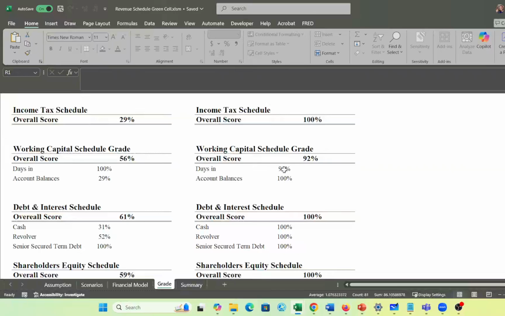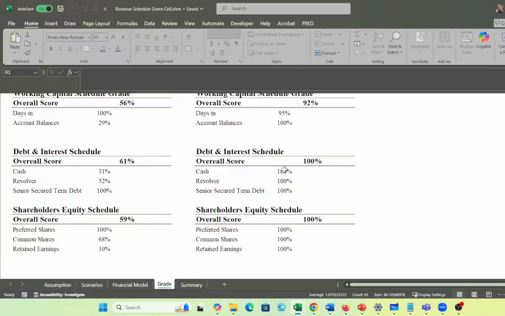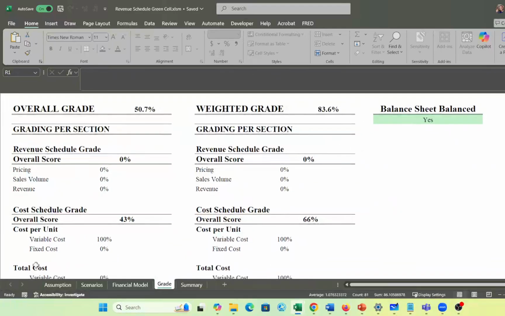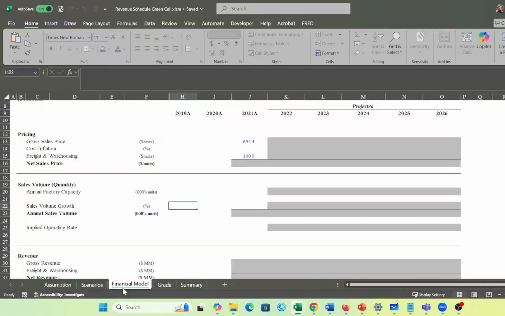percentage from 100%. What does that mean? That means that you have to enter something from the revenue schedule into the working capital schedule. And the balance sheet is balanced, which tells you it does not affect the balance sheet at all.